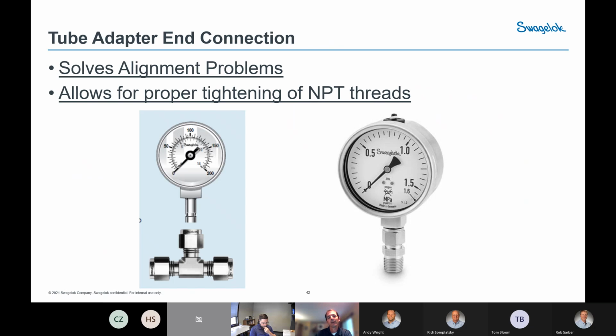So the tube adapter solves those problems by, like you can see here on the left side, you can use the tube adapter with the Swagelok fitting on a tubing system and eliminate the NPT threads altogether. Or you can use it with the NPT threads where you would tighten them as you should, following all the proper procedures. And then in order to align the gauge, you just loosen the Swagelok nut, turn the gauge so it's facing the right way, tighten the Swagelok nut, and everything is installed properly, and you shouldn't have to worry about leakage issues or other issues that come with improperly installing the NPT threads.